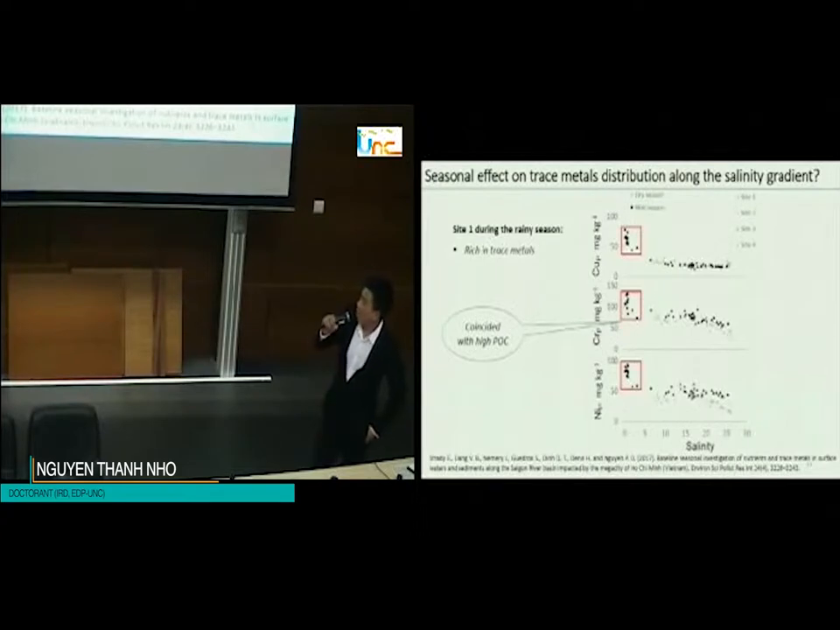Especially, it's higher during the rainy season. When we compare the conditions, we suggest that maybe there is more runoff during the rainy season, runoff from the traffic roads or the landfill from the city center, or some areas around the city center, at the upstream of the Can Gio mangrove.